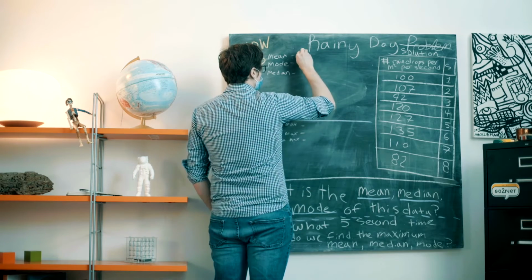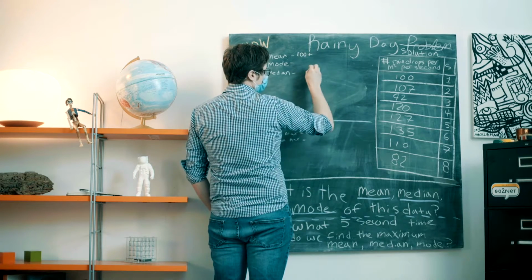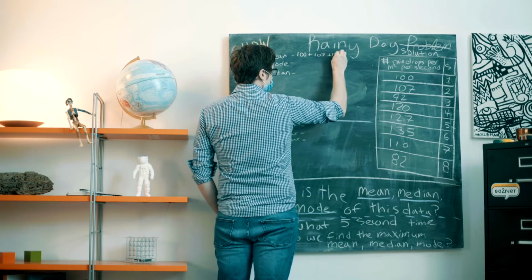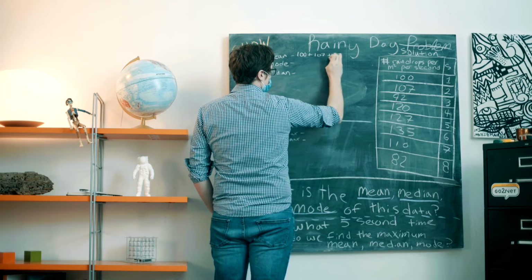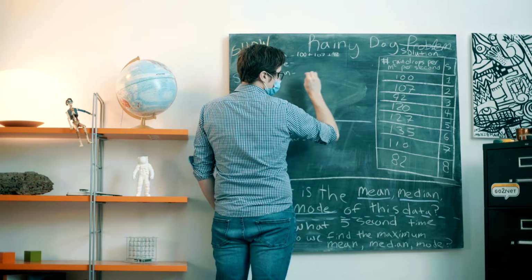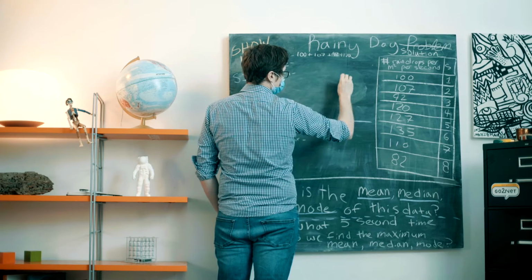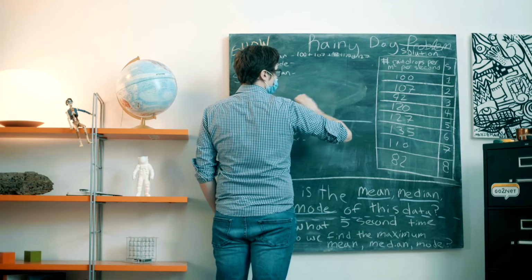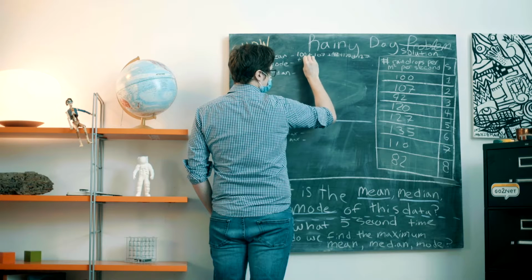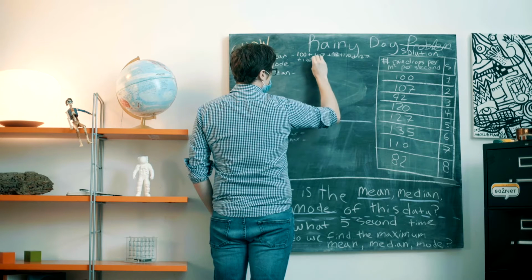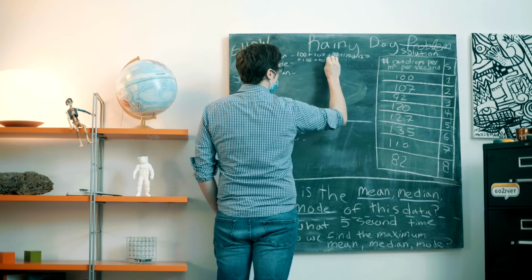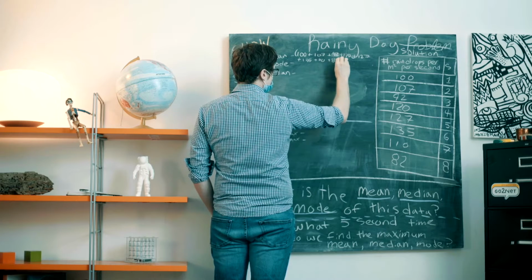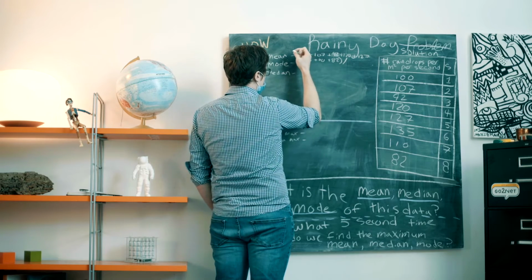Okay, so the mean is going to be 100 plus 107 plus 102, plus 92 plus 120 plus 127 plus 135 plus 110 plus 82. We'll put all that in brackets, and then we're going to divide by the number of points or number of terms.